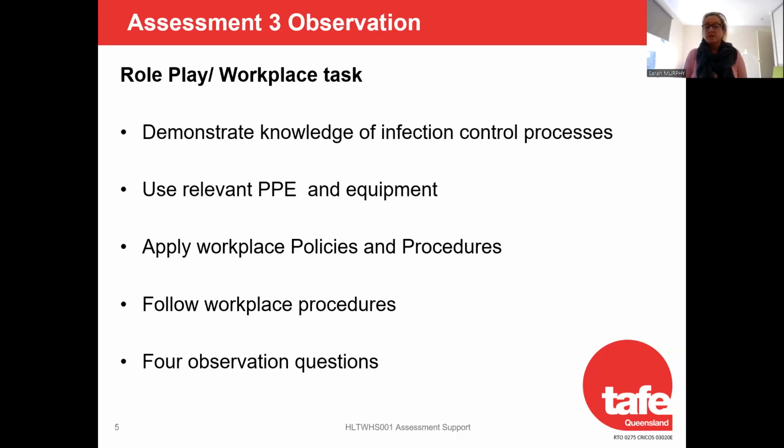So assessment task 3 is the observation. From a workplace simulated scenario, you'll be required to perform a role play as a youth worker. You will need to demonstrate your knowledge of infection control processes, so you need to participate in infection control processes. The assessor will be looking for your use of relevant PPE and equipment, if necessary, applying workplace policy and procedures and following workplace procedures. And then after that, there are 4 observation questions that you'll need to answer.